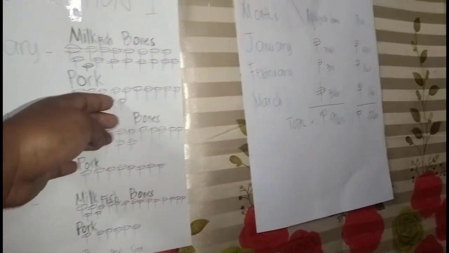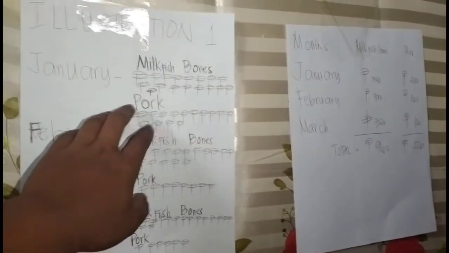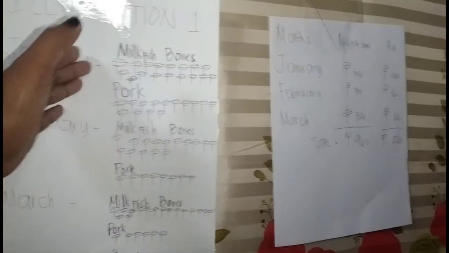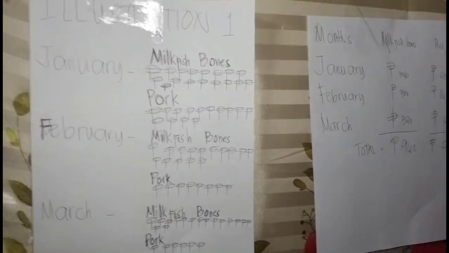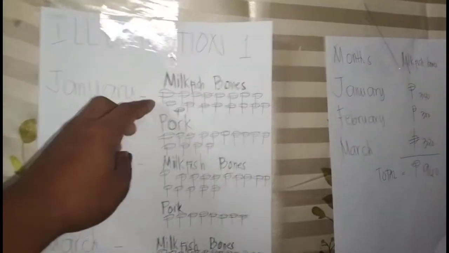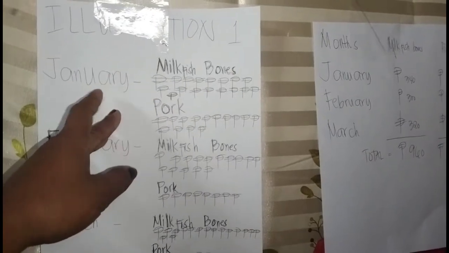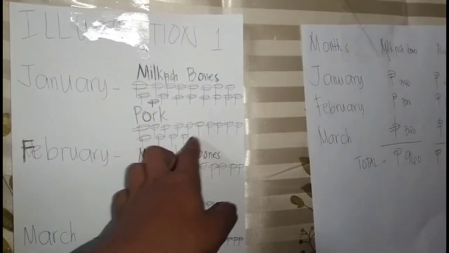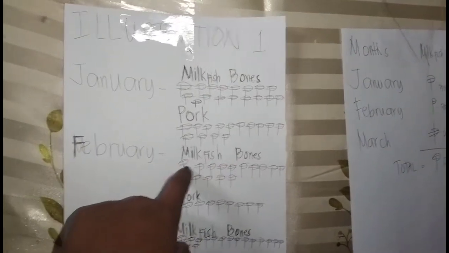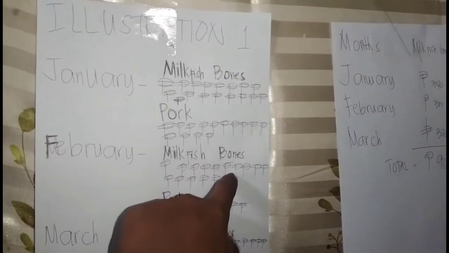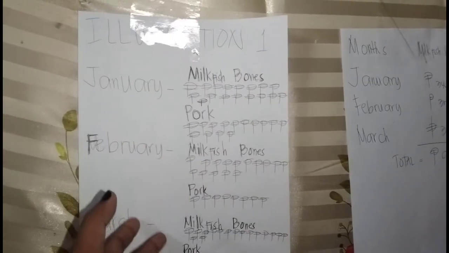So for the month of January, we have 17 for milkfish bones and 14 for pork. The total of milkfish bones for January is 340. The total of pork for January is 280. For the month of February, we have milkfish bones of 15 peso signs.